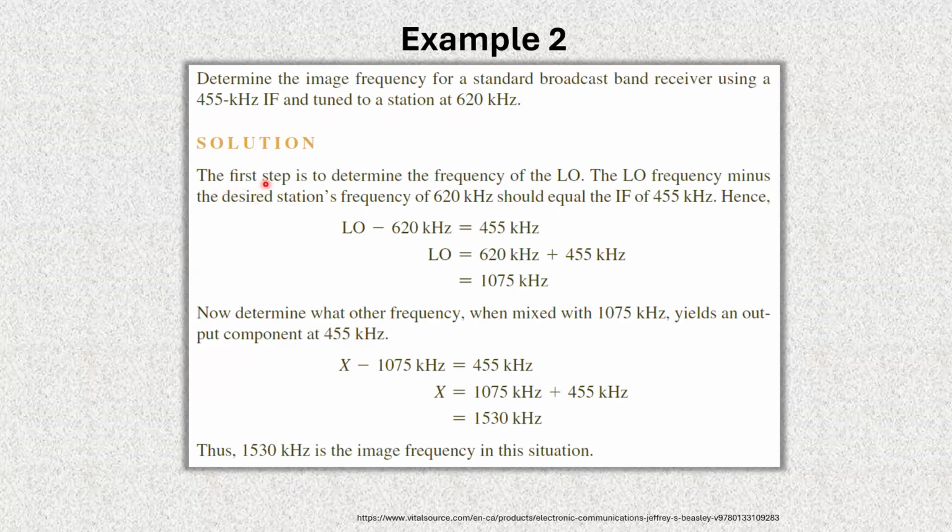All right, so let's see here. This is basically from the textbook example. The first step is to determine the frequency of the local oscillator. So LO minus, what is it that we have to subtract from 620 to give us the difference we're interested in, LO minus the carrier. So the local oscillator frequency is 1075 kilohertz.